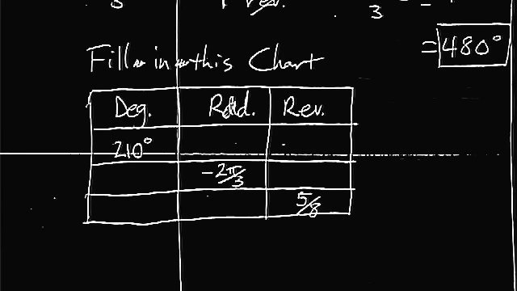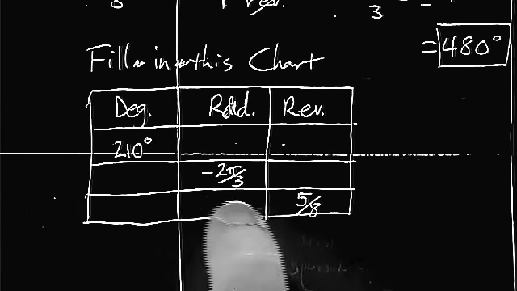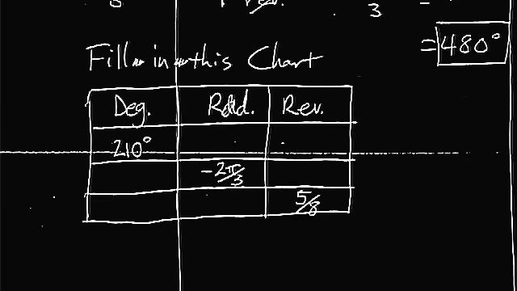Okay, so fill in this chart. You've got 210 degrees, negative 2 pi over 3, and 5/8 of a revolution. And I'll see what your answers are in class.